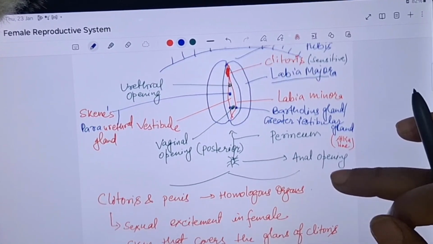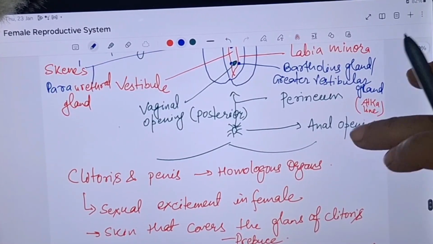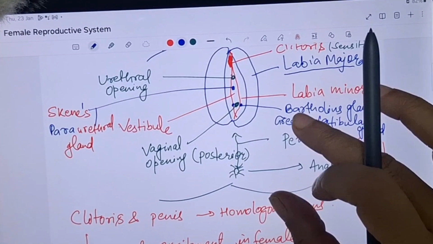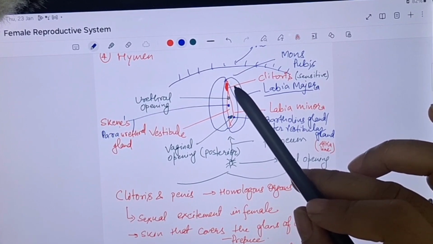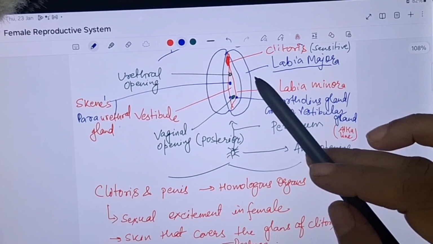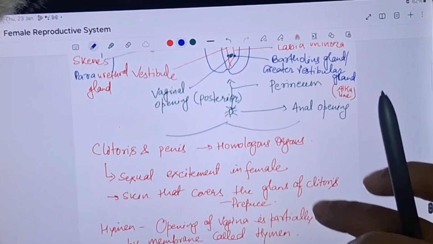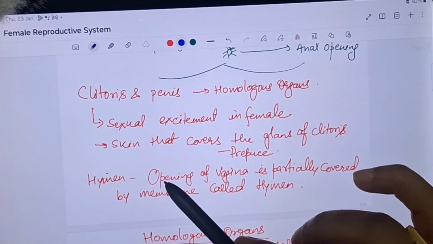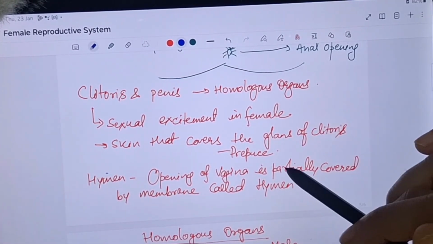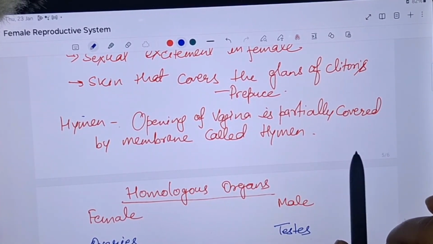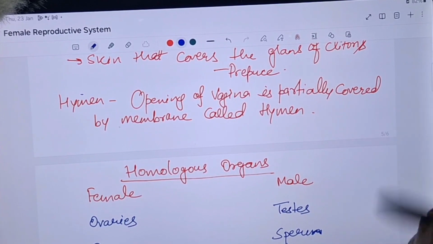And we know that there are certain homologous organs between male and female, where the clitoris is the female equivalent of the penis in males. It is a homologous organ, and the clitoris is very sensitive, responsible for sexual excitement in females. The skin that covers the glans of the clitoris is the prepuce, and the hymen, which is at the opening of the vagina, is partially covered by a membrane. That's the hymen I told you about.